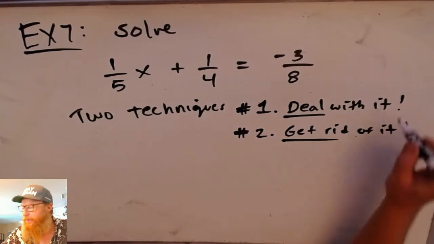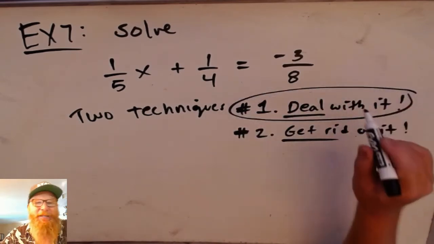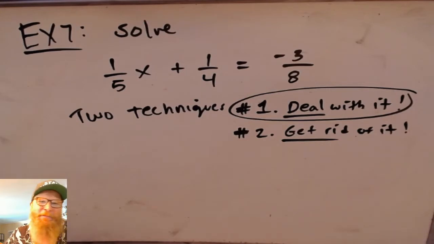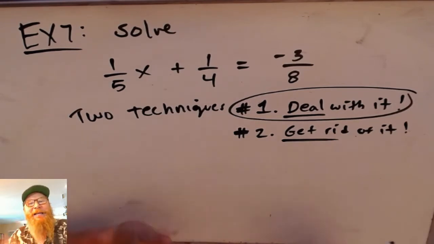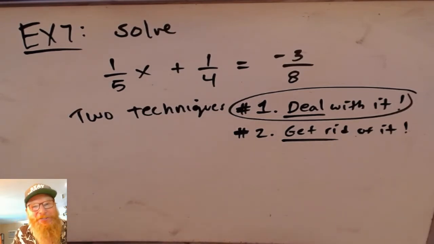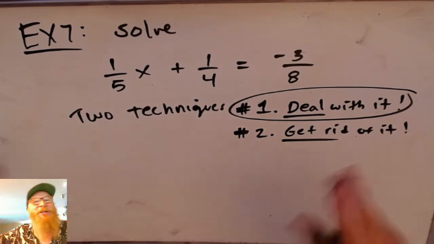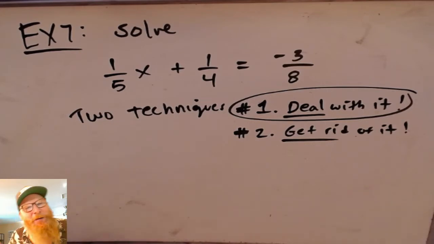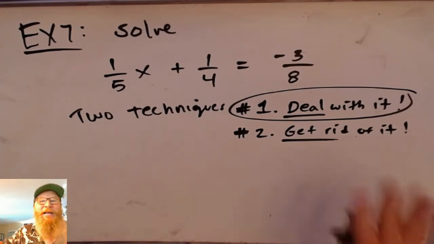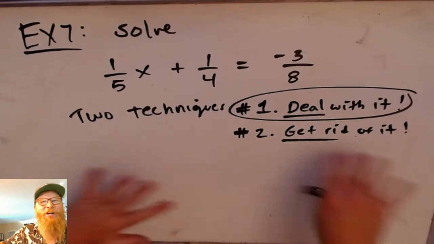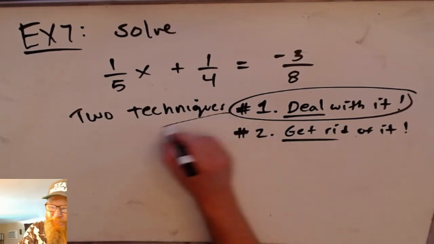Let's go through one of these at a time. Ultimately, when you get really good at math, you'll realize that these two methods are essentially the same method. It's the same coin, right? One of them's heads and one of them's tails. I like to show you the deal with it method first because that's the more complicated method, and it's what I've been talking about for the last 33 minutes or so. But then I'll talk about the get rid of it method in a little bit.